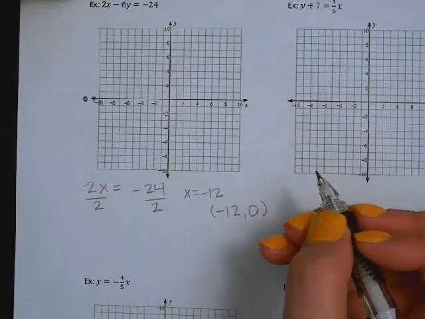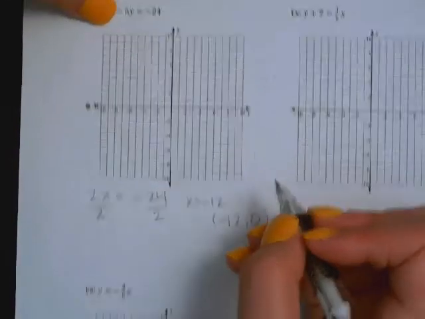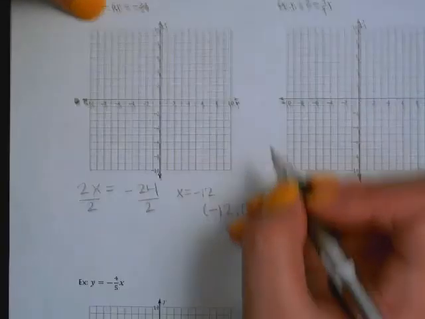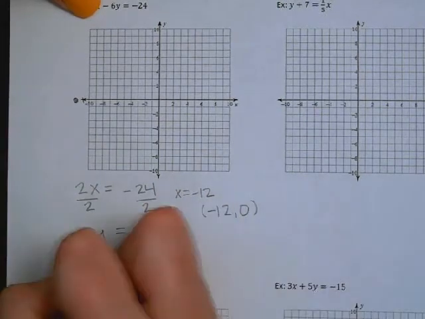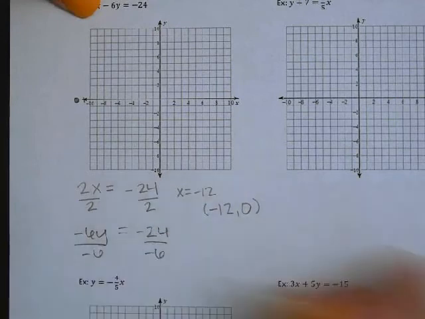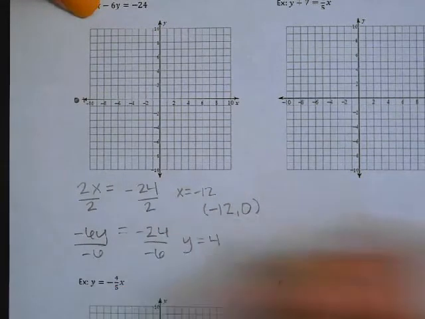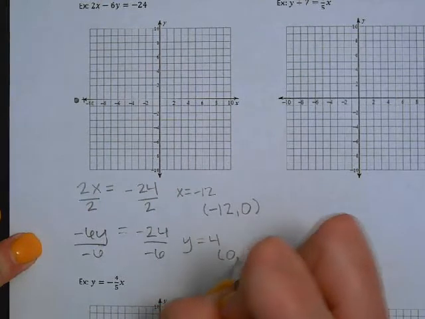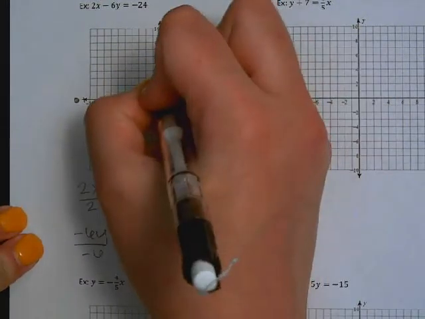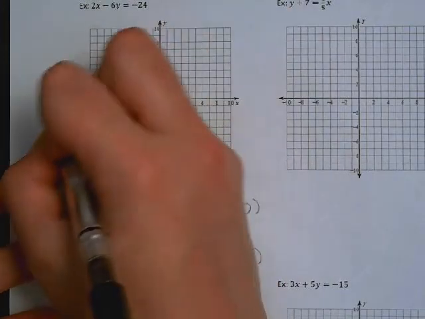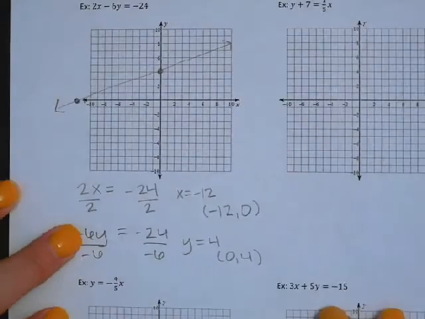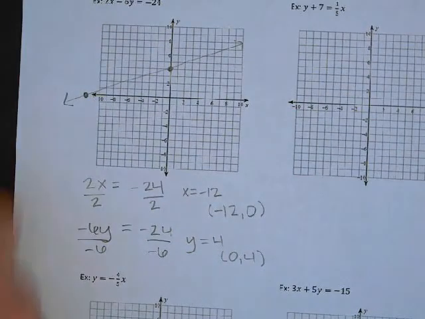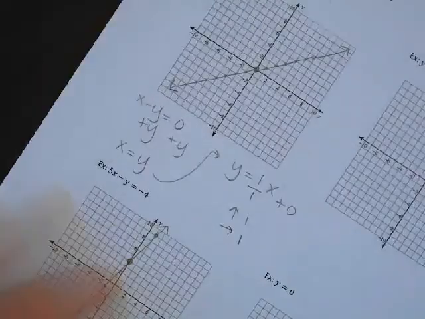All right, and then for the y-intercept, I'm going to cover up my x's. And I have negative 6y equals negative 24. And I'll go ahead and I'll divide by negative 6. And I get y equals 4. And so the y-intercept is 0, 4. And now I've got 2 points, and I can go ahead and connect them. And there's my line.